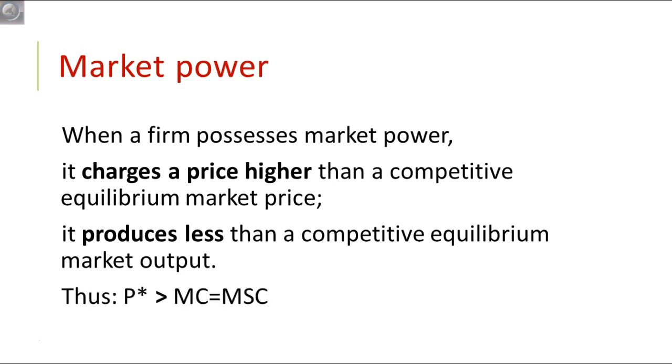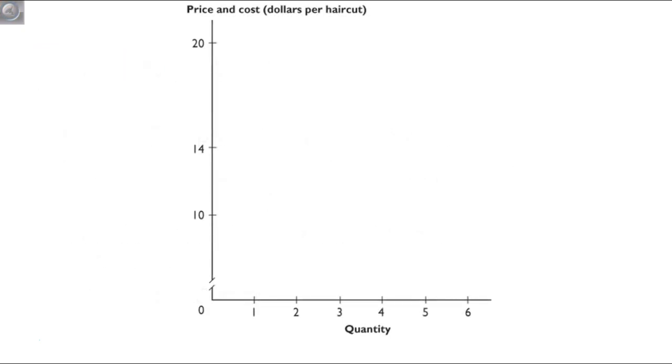So we can say that for the amount that's produced, which will be less than the competitive equilibrium market output, the price will be greater than the marginal cost of production. And assuming there's no externalities, marginal cost is equal to the marginal social cost. Graphically, we can see it in this way.